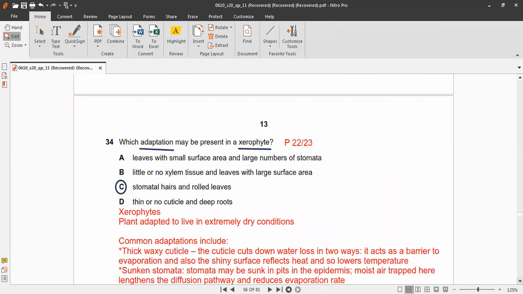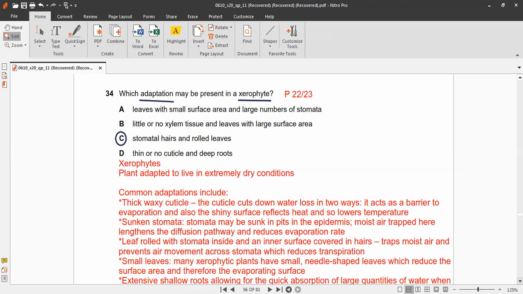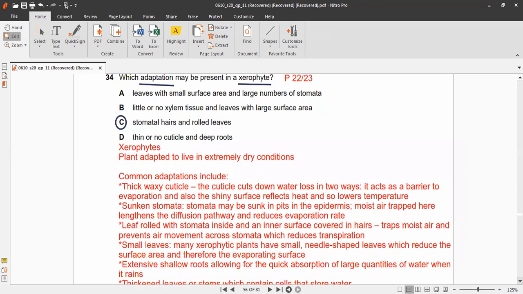Which adaptation may be present in xerophytes? Xerophytes are plants adapted to live in extremely dry conditions. Common adaptations include a thick waxy cuticle, sunken stomata, maybe sunk in pits in the epidermis, and leaves rolled with stomata. So the correct answer is stomatal hairs and rolled leaves.